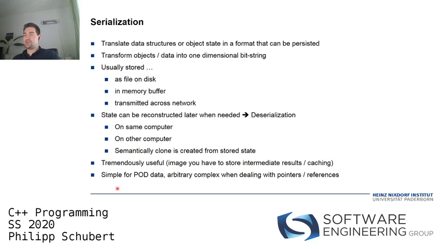In general, serialization and deserialization is very simple for plain old data types, so POD types, which only contain built-in types, like int, double, float, whatnot. It can be arbitrarily complex when dealing with pointers or references. So if you have some more complicated data structures, like a graph which has some pointers to nodes, and those nodes again have pointers to other nodes, then it's really hard to do. It can be done, but it's getting harder if you have more complex data structures.